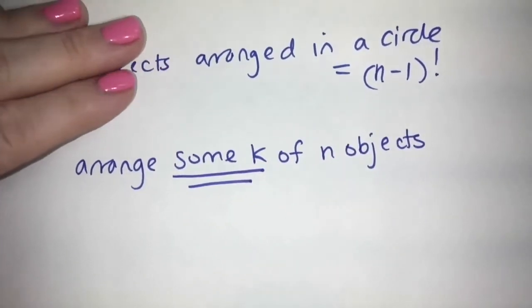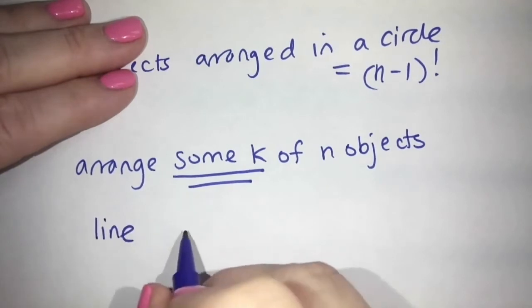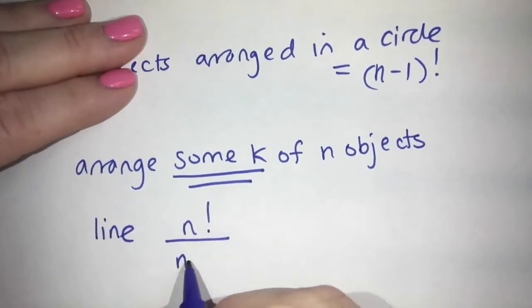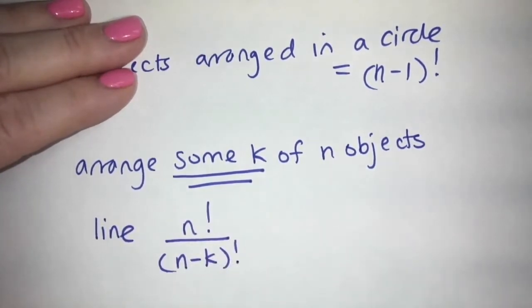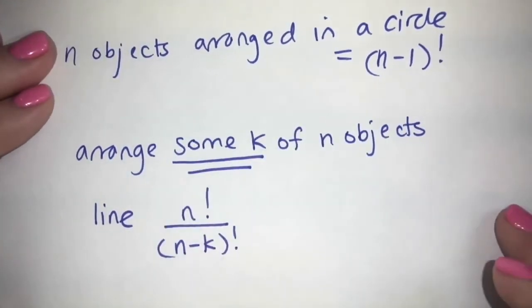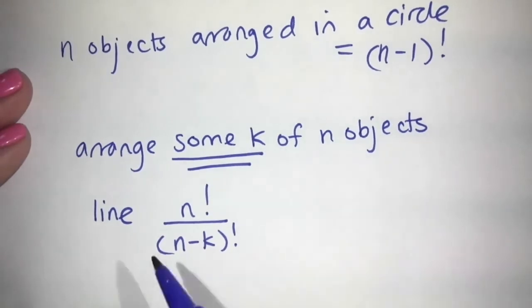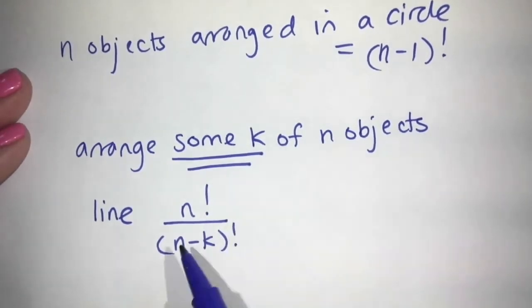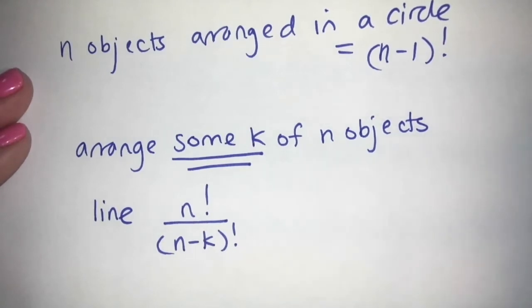If we want to arrange some of them in a line, then the formula is n factorial over n minus k factorial. This is not the choose formula, so don't mix it up with the choose formula, which we'll talk about later. But the choose has a k factorial on the bottom. This formula chooses and arranges the objects for you. So if they say arrange 3 out of 10 photographs, then we would use this formula. 3 would be the k, and 10 would be the n.